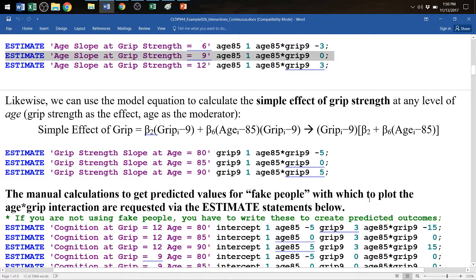Then I'm going to do the same thing, opposite direction. I want grip strength slopes for people of different ages. So now I need one main effect of grip strength at a minimum, and then I need to talk about how that effect of grip strength differs by age. So I can get for 80 by putting in -5, and for 90 by putting in 5. And the middle line, do I need to write that one? Nope. That's going to be what the simple effect of grip is from the model. So that's the one that's provided for me by default.